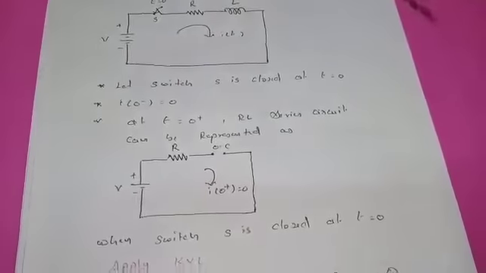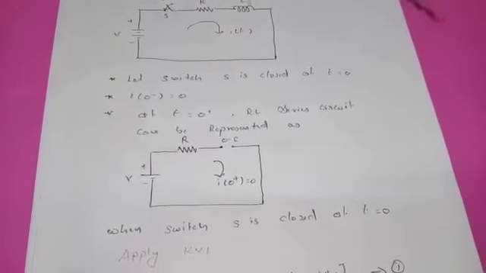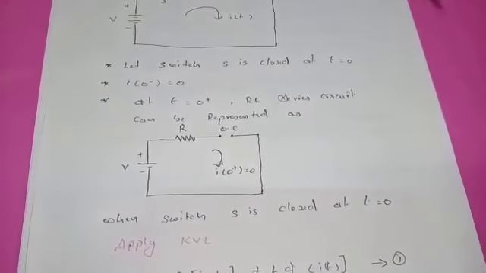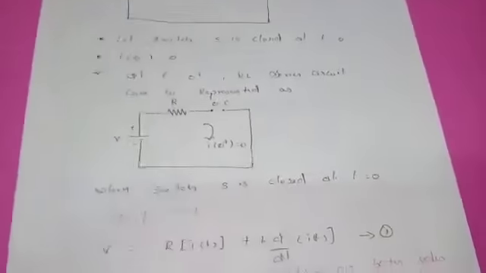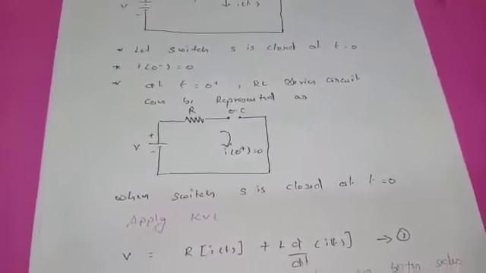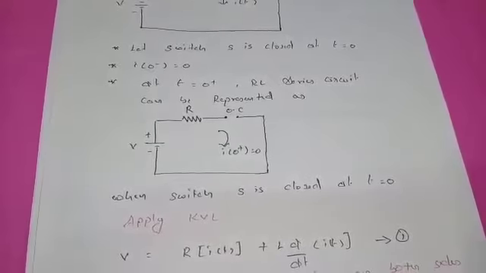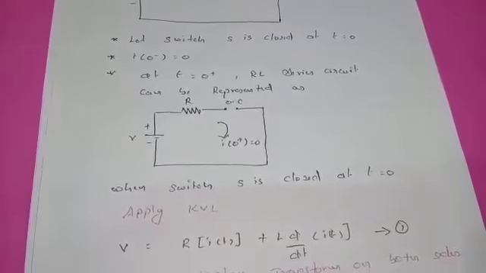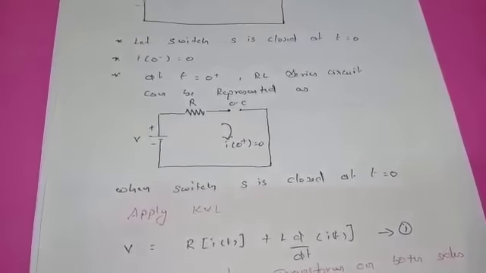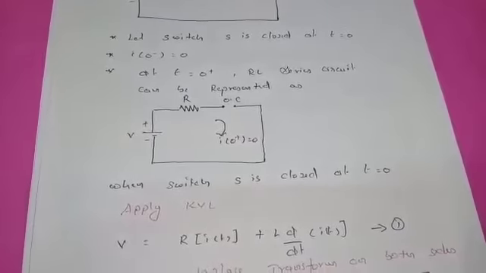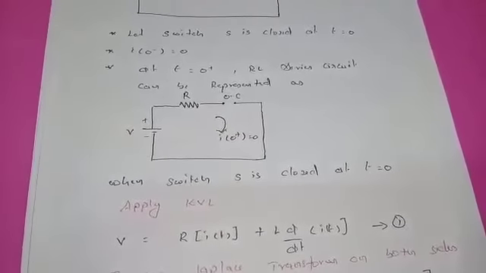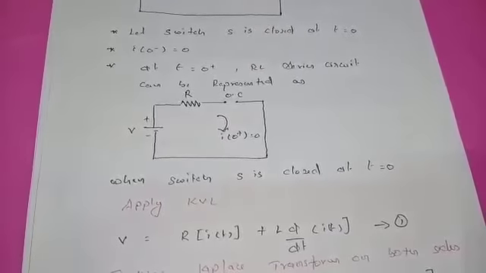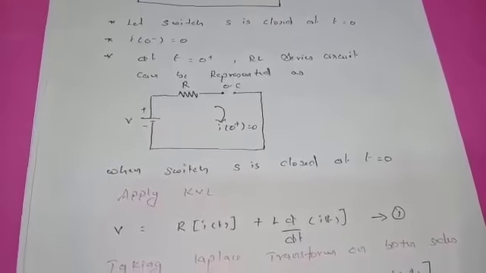So let us assume the switch is closed at time t is equal to 0, and apply Kirchhoff's voltage law. We all know Kirchhoff's voltage law: in any closed path, the summation of potential rises is equal to the summation of potential drops in the circuit. The potential rise is V, and the drops are R into I of t plus L into d by dt of I of t. This is the differential equation which we obtained, taken as equation number 1.